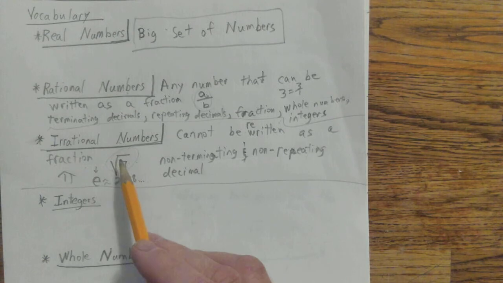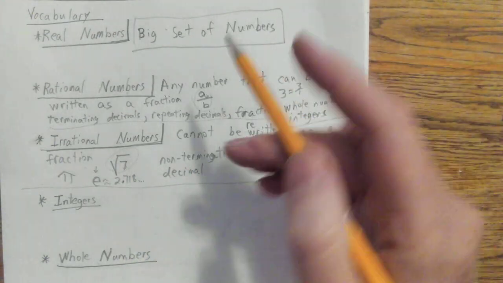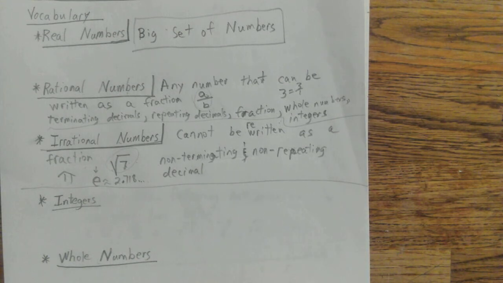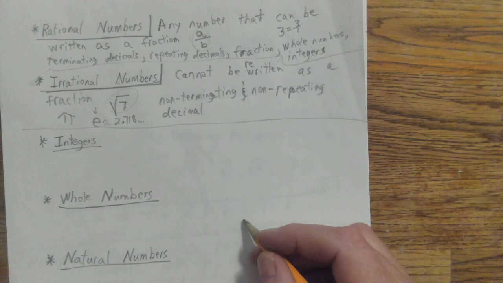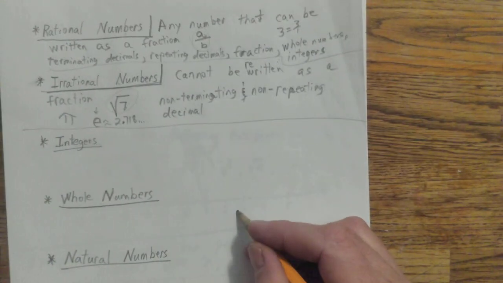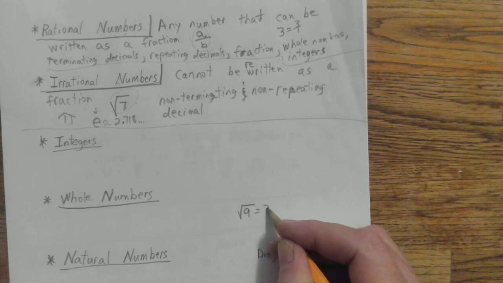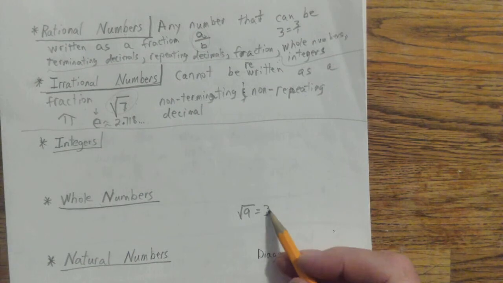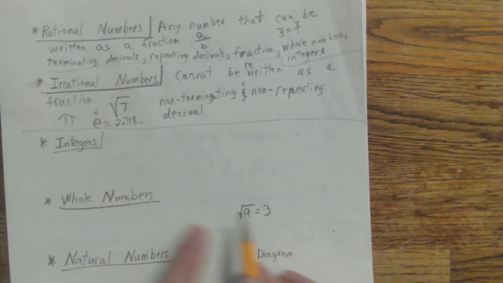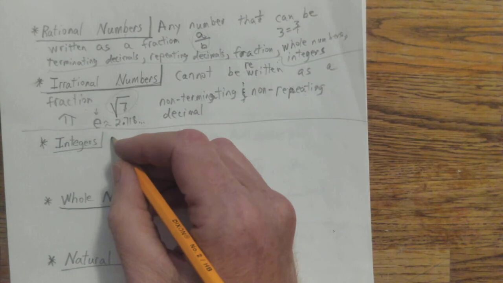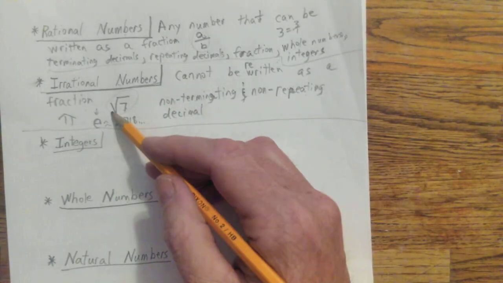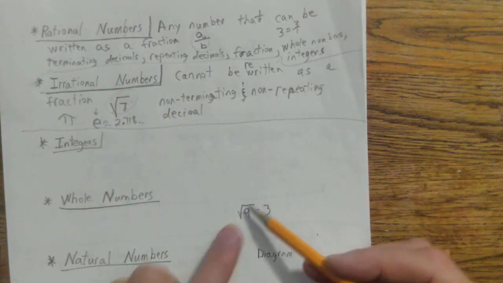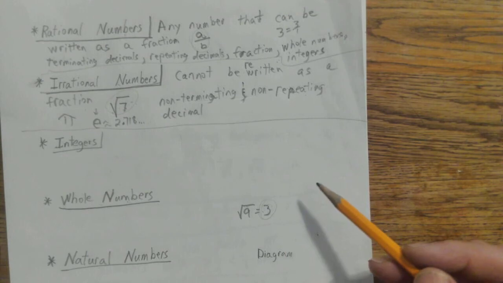So, square roots of non-perfect squares. Now, if I were to take the square root of 9, that equals 3. That would be considered a whole number. Sorry, it also would be considered an integer. Just because the square root is there does not necessarily mean it's irrational. You've got to know, does it equal a whole number when you're done?